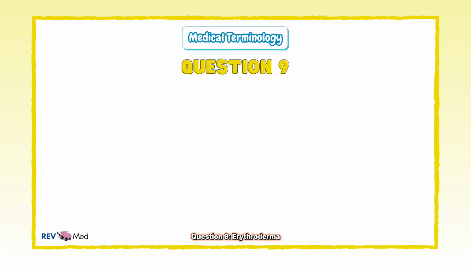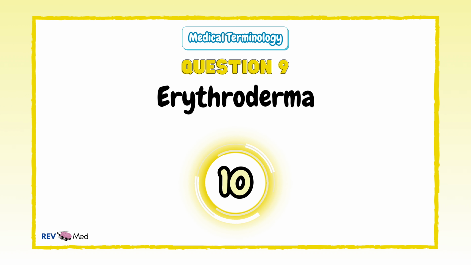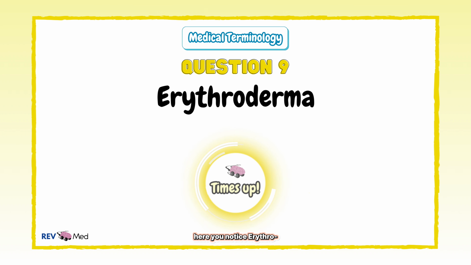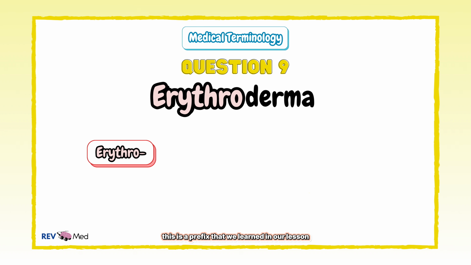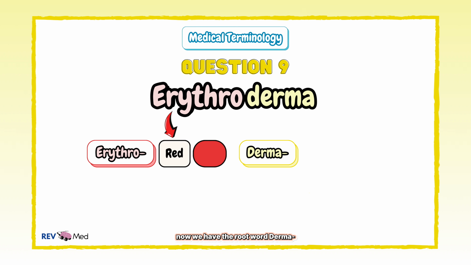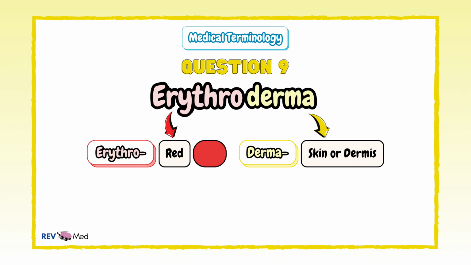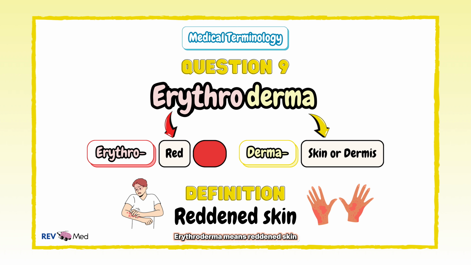Question 9. Erythroderma. Here you notice erythro. This is a prefix that we learned in our prefixes lesson. We talked about erythrocytes, the red blood cells. Erythro is for red. Now we have the root word derma, which you're probably thinking dermatology. It's for skin or dermis. Erythroderma means reddened skin.